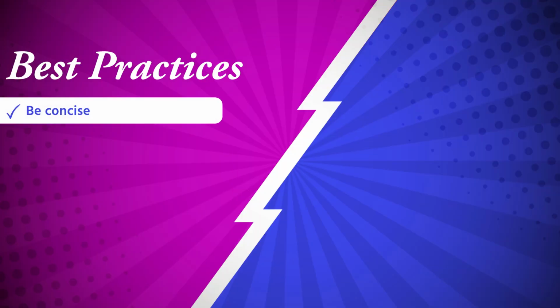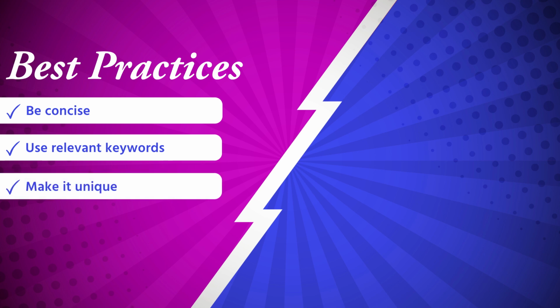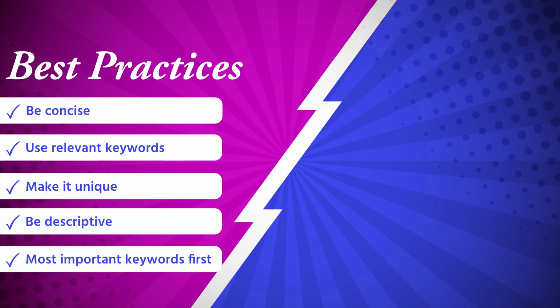Be concise. Aim for around 50 to 60 characters. Longer titles might be truncated in the search results. And use relevant keywords. Including important keywords that accurately reflect your page's content is better. And make it unique. Each page on your website should have a unique title. And be descriptive. Clearly describe the content of the page and put the most important keywords first. This helps the search engine understand the main topic of your web page.